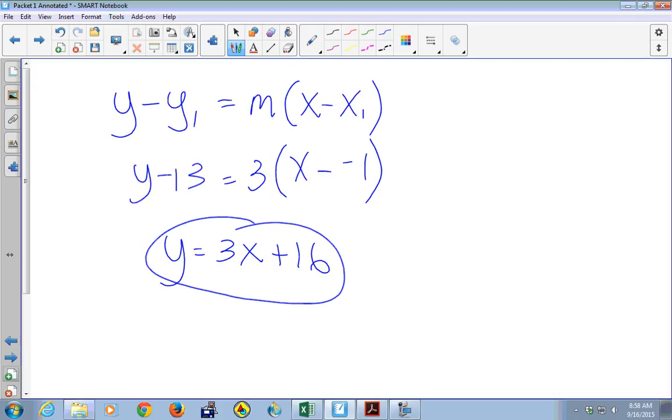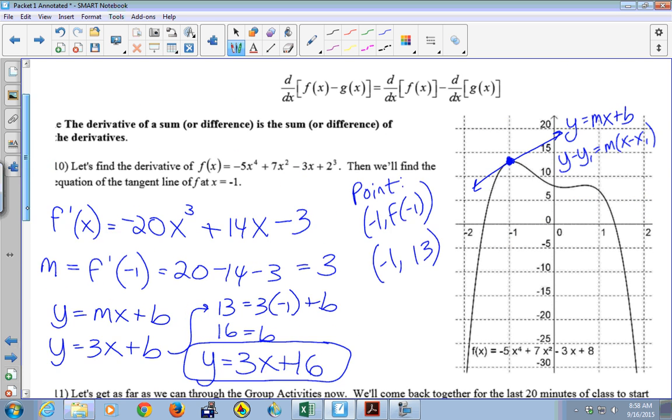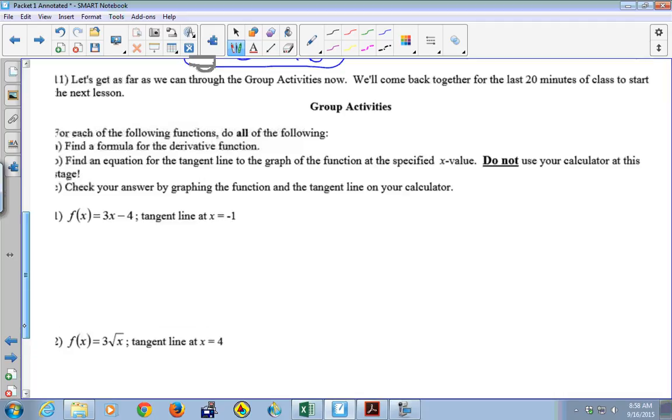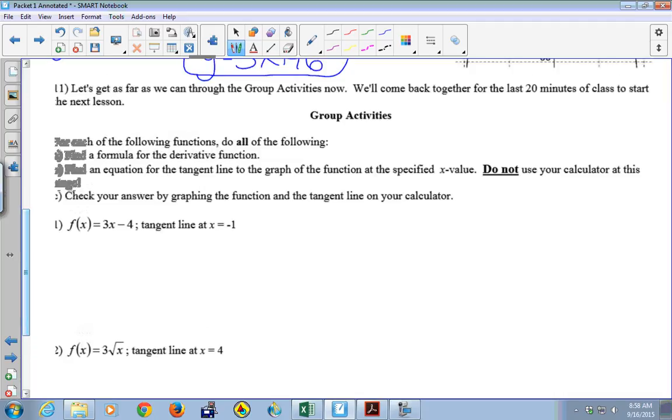So use whichever form of a line you like. Doesn't matter to me. And you can circle this and be done if you want to do that too. All right, so get as far as you can through the group activities. We're going to come back together with 15, 20 minutes at the end of class to start the next lesson, because the next one's a little bit long.